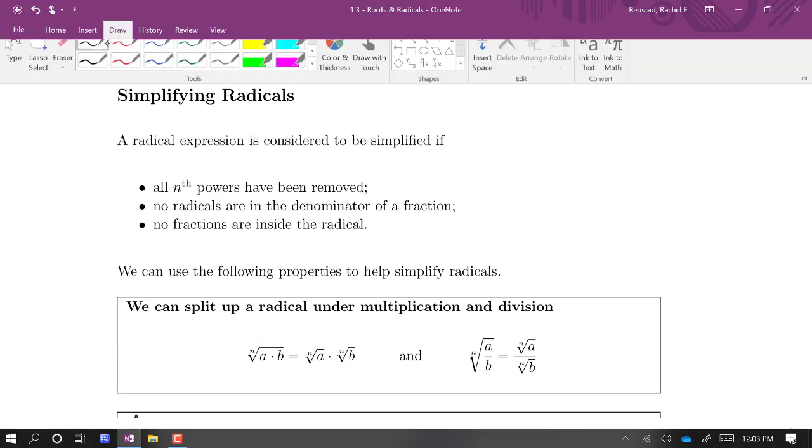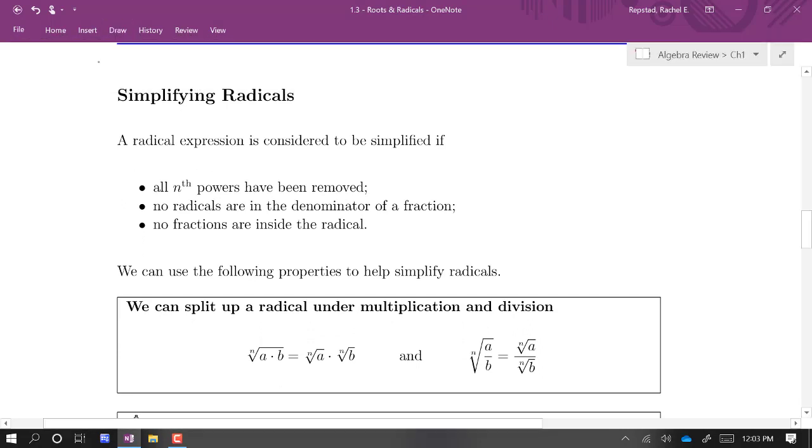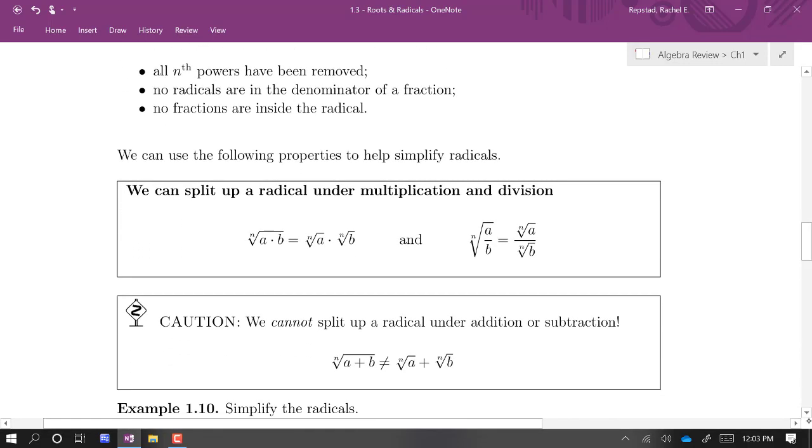We're going to do some work simplifying radicals. A radical expression is simplified if we've removed all perfect nth powers. Let's say I'm working with the nth root of an expression, I want to take out any nth powers. I don't want any radicals in the denominator of a fraction, and I prefer not to have fractions inside the radical. Now we can use these properties to help us simplify.